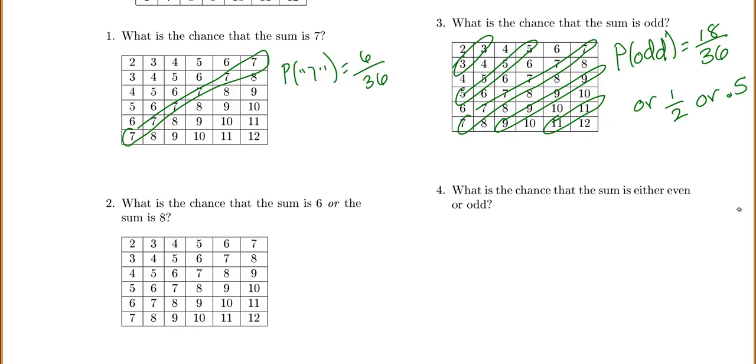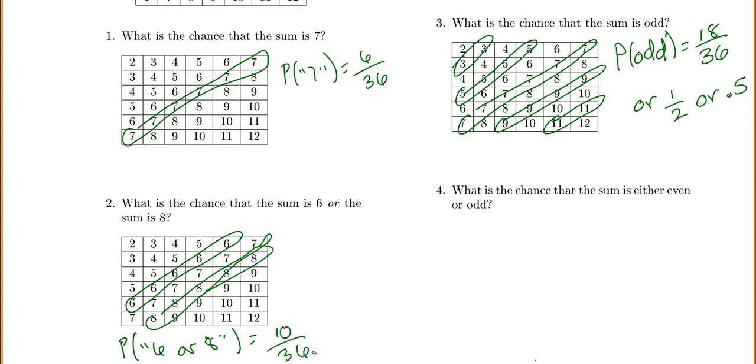Let's see, number 2, what is the chance that the sum is 6 or the sum is 8? So we're interested in all of the 6s. We're also interested in all of the 8s. So let's count up how many that is. 1, 2, 3, 4, 5, 6, 7, 8, 9, 10. So the probability of a 6 or 8 is that there are 10 out of a total of 36.